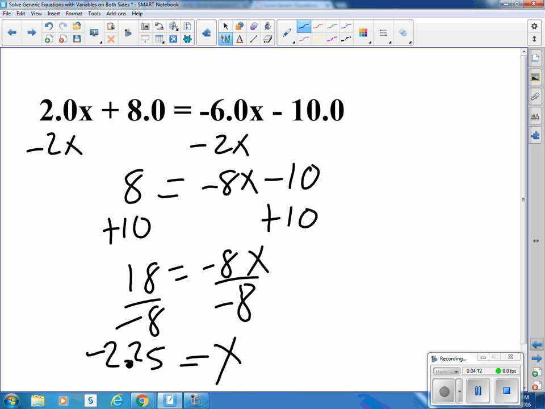So you don't have to do it where you're always dealing with a coefficient for the x term that is positive. But that's just my habit.